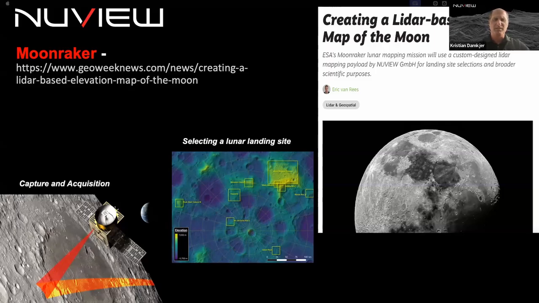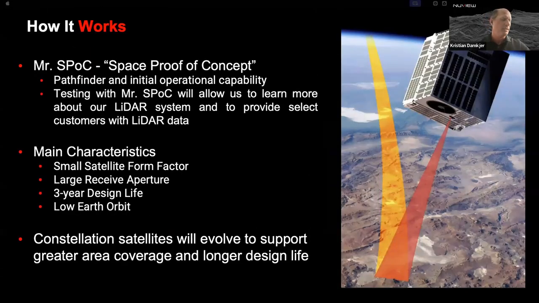But turning back to the Earth observation, Jacob, why don't we go to the next slide? So for Earth observation, we're really looking, like Clint said, at building a constellation of LiDAR satellites. The first of which we affectionately call Mr. Spock for being our space proof of concept. So Mr. Spock is our pathfinder and will be our initial operational capability for doing really terrain mapping from low Earth orbit.